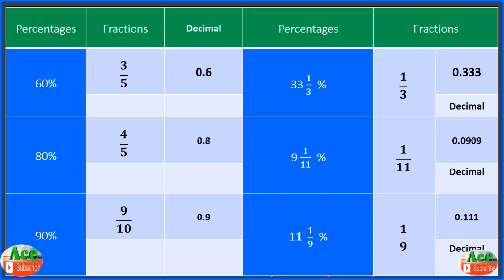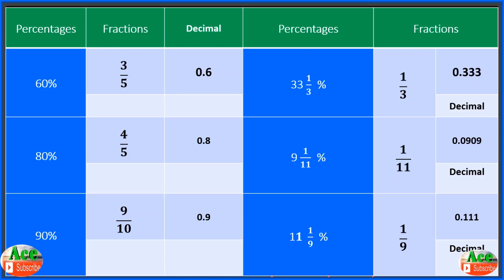60% can be expressed as a fraction 3/5, and as decimal 0.6. 80% can be expressed as a fraction 4/5, and as decimal 0.8.